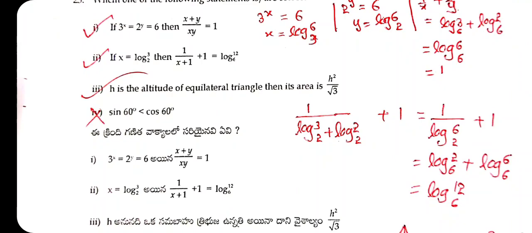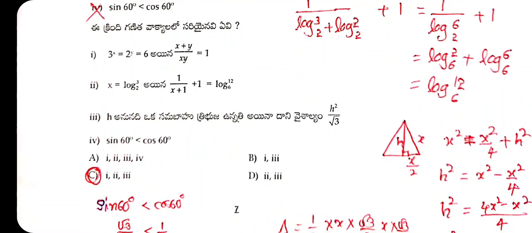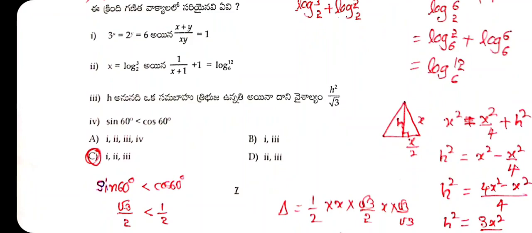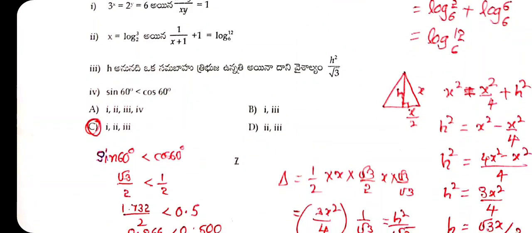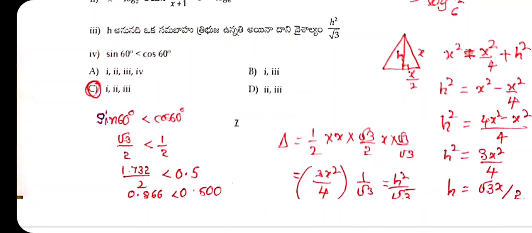h is the altitude of an equilateral triangle, then its area is h square by root 3. See here, I am taking an equilateral triangle, so all sides are x. Then this will be x by 2, and the height. Using Pythagoras theorem, we can say that x square is equal to x square by 4 plus h square. So h square is equal to x square minus x square by 4. h square is equal to 3x square by 4. So we know very well the area of the triangle is half base into height. If I write like this, I will get h square by root 3. So that is also correct.